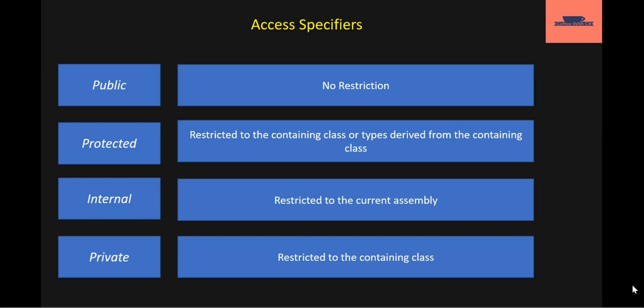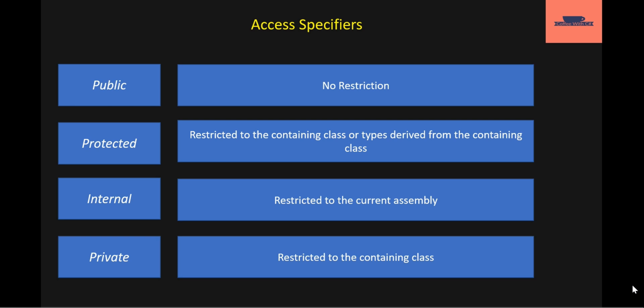Hi everyone. In this video, we will talk about access specifiers in C#. So, access specifiers or access modifiers are the keywords that are used to specify or define the accessibility or scope of properties, variables, and methods in C#.